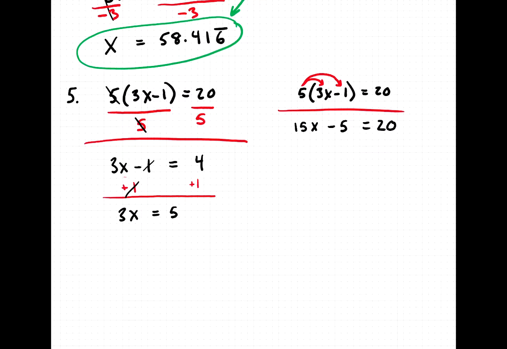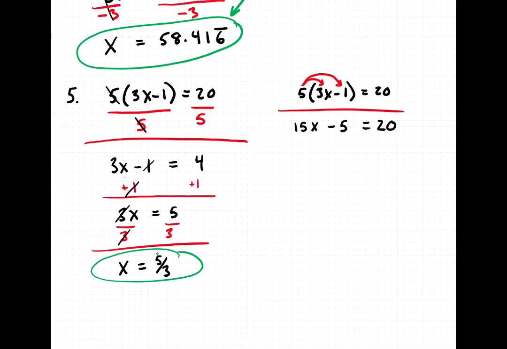Now, to eliminate that times 3, we have 3 times x. To get rid of the times 3, we can now divide both sides by 3. The times 3 divided by 3 will cancel on the left, leaving x. And on the right, we're left with 5 over 3. And that's going to be our final answer.